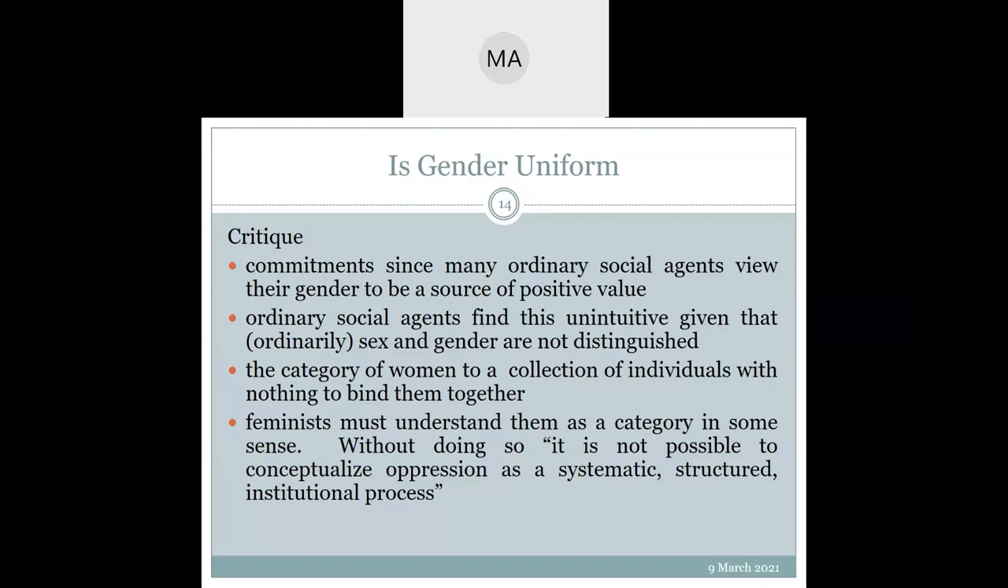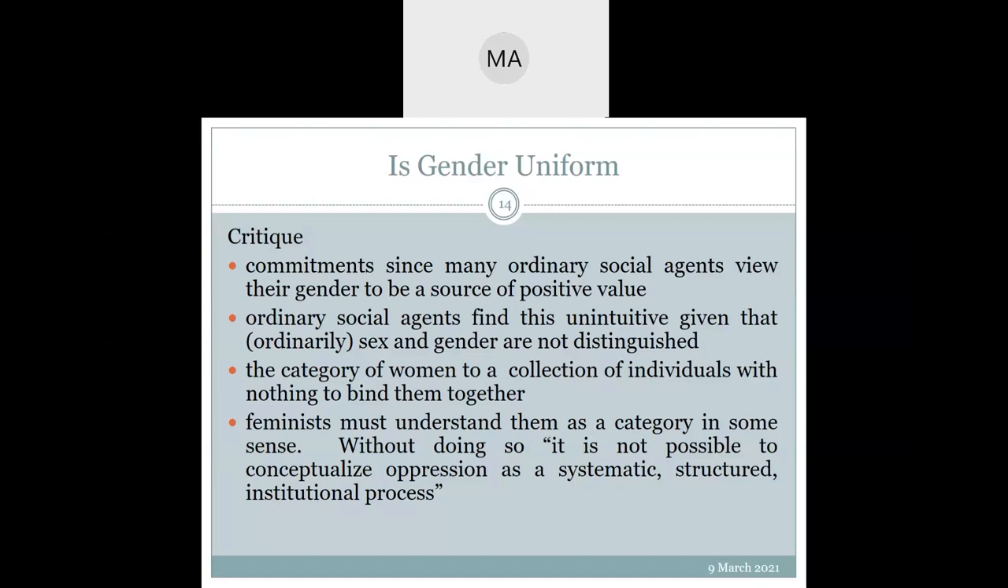The first one is commitment, since many ordinary social agencies view their gender to be a source of positive value. So having a gender agenda in place makes them a valuable source of contribution, as well as of benefits and opportunities to do things. They think that gender is doing this, and gender is also related as a source of positive values.